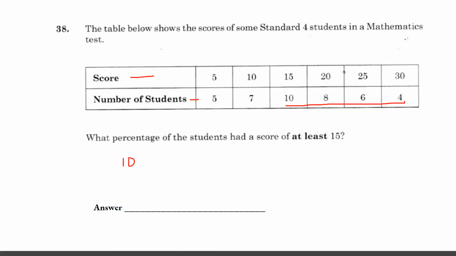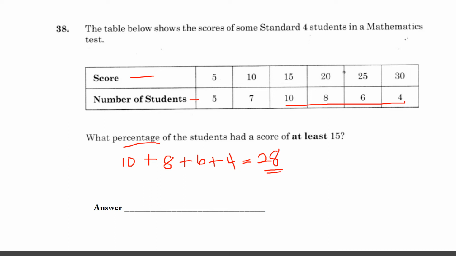We have to add 10 plus 8 plus 6 plus 4. And this is going to give us a total of 28. So 28 students scored at least 15. Now they want us to calculate, this is the number of students, but they want the percent. So we need to put the number of students over the total number of students. So the total number of students we have here, we can get the total by adding 28 and 5 and 7. So the total number of students we have is 40.